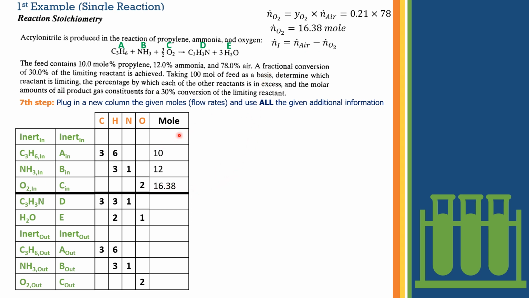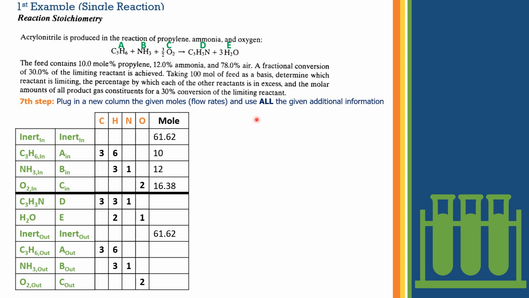and the inert now we can know it because we know the air and we take off some of its moles for the oxygen gas. So also the moles of the inert we can know, and it is 61.62. And because it is inert, its input is equal to its output, even as molecular species, because it is non-reactive.